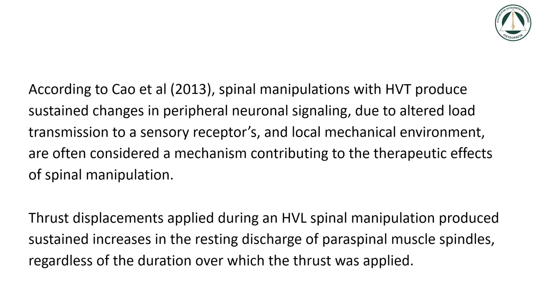According to Cao et al., 2013, spinal manipulations with HVT produce sustained changes in peripheral neuronal signaling, due to altered load transmission to sensory receptors, and the local mechanical environment, often considered a mechanism contributing to the therapeutic effects of spinal manipulation. Thrust displacements applied during an HVL spinal manipulation produced sustained increases in the resting discharge of paraspinal muscle spindles, regardless of the duration over which the thrust was applied.